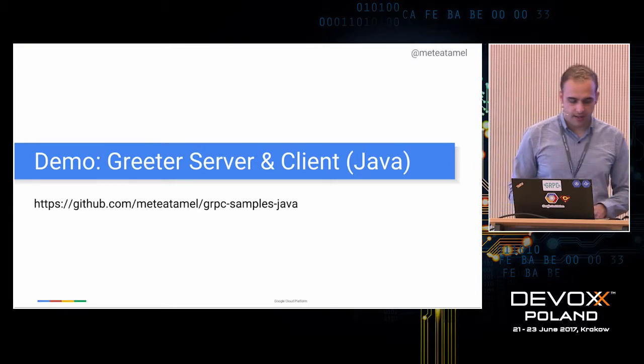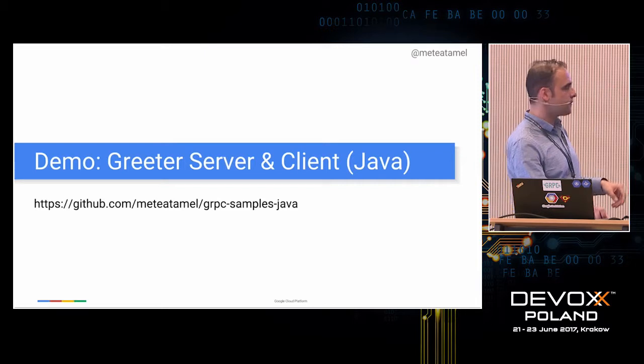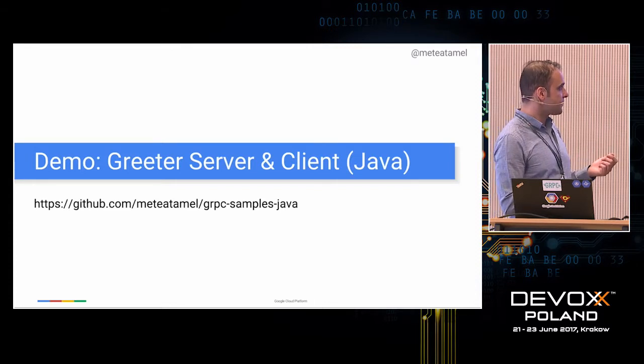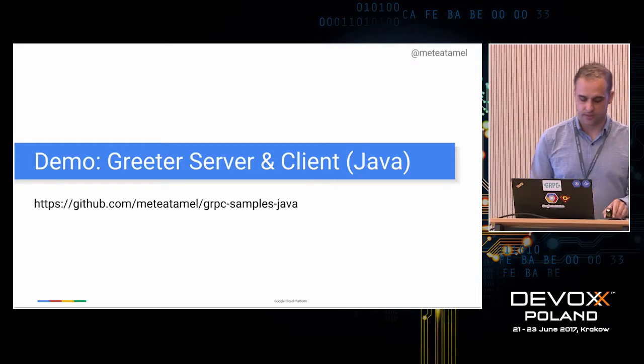So let's just take a look at some Java code to see how this works. By the way, all of this code is under my GitHub, so if you just go under my name and then gRPC samples Java, then you'll get these. I also have the same samples in .NET, so it's under gRPC samples .NET, and I'm going to provide a link of that shortly as well.